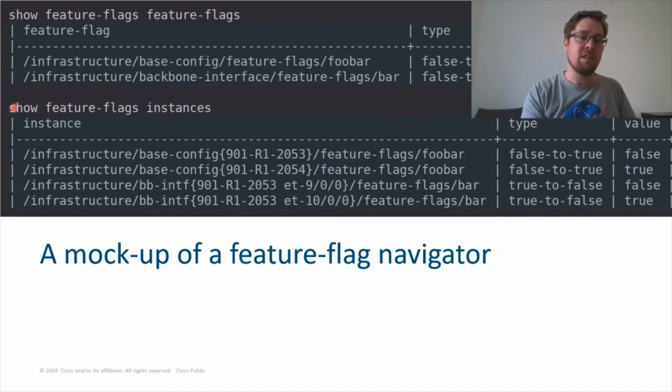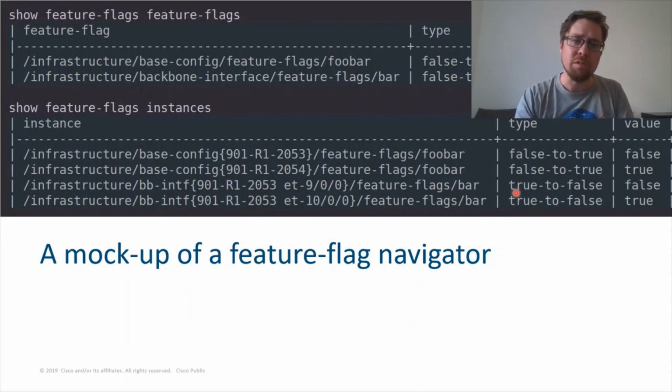Then the second command here actually shows all the instances that we have. So for the base config, we have two instances of this service, 2053 and 2054. So the foo bar, right, and the values here are false and true. So I mean, as you see, this is a mock, right, because this doesn't add up to the progress listed up here, but I think you get the idea.